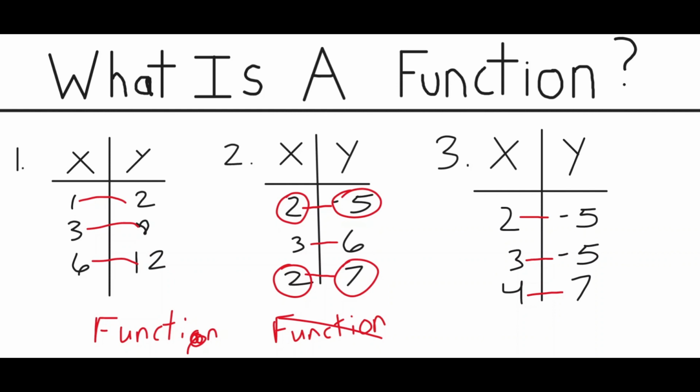Well, you might be thinking, well, there's these 2 outputs repeated. And just to have a function, outputs can repeat, but none of the inputs can have more than one output. So inputs can have the same output, but inputs cannot have multiple outputs for the same input. I hope that makes sense.